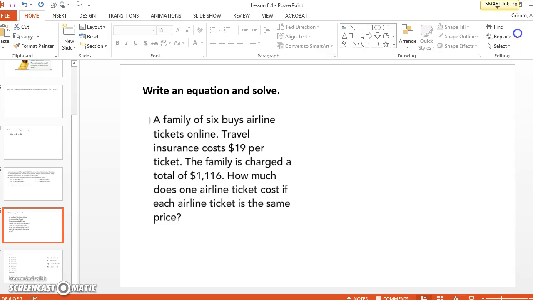That's the key there. Okay, the family's charged a total of $1,116. How much does the airline ticket cost if each airline ticket is the same price? Which is normal. Airline tickets are normally the same. What did I tell you to always start with if you have no idea where to start? The total. And the total is $1,116. Okay, what do we not know here? What is the unknown? What's our variable?